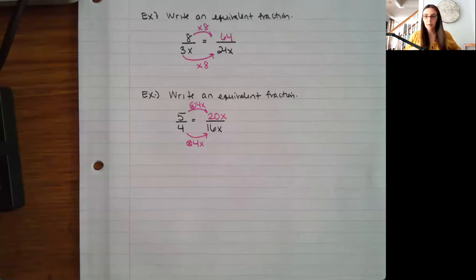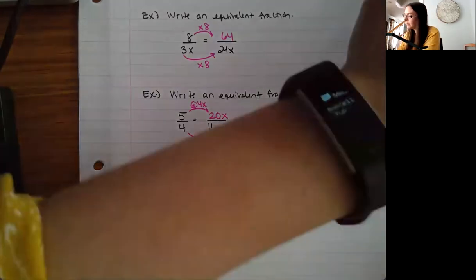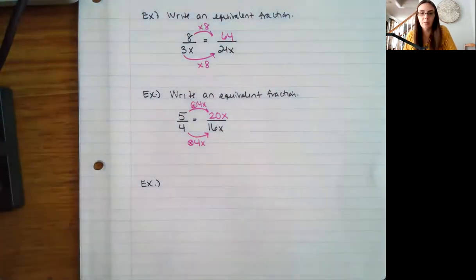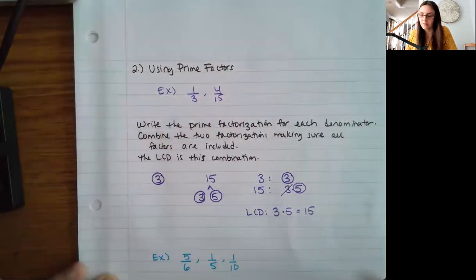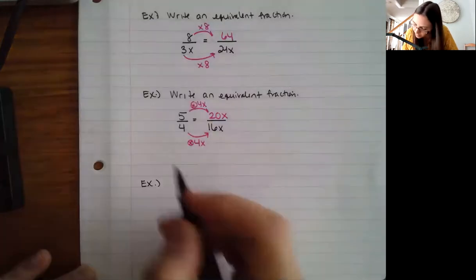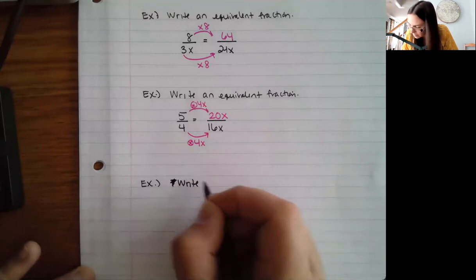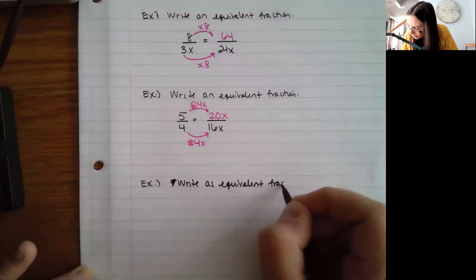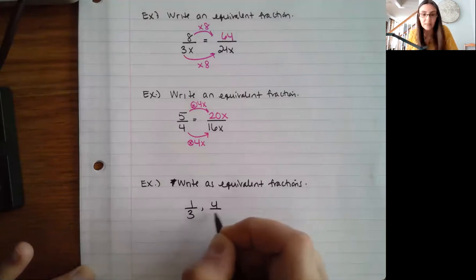Now, I want to do one last example, and we're going to do a lot more of this in the next video. So I'm just going to do an intro here. But let's go back to one of those ones we've already kind of done. So I'm going to do this example right here when we were finding the least common denominator, 1/3 and 4/15. So I'm going to say, let's write as equivalent fractions. And we had 1/3 and we had 4/15.